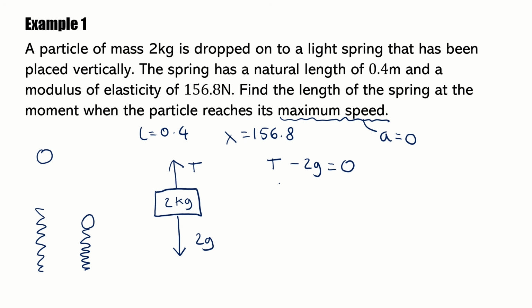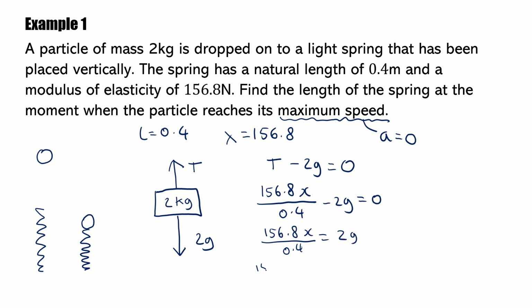Cool, then we can start using the equation for thrust. So that would be our lambda, 156.8, lots of our compression, x, divided by the natural length of 0.4. And we've ultimately just got to solve this equation. So of course moving stuff onto the other side as is relevant, I can then times both sides by 0.4. And then we can divide both sides by 156.8.